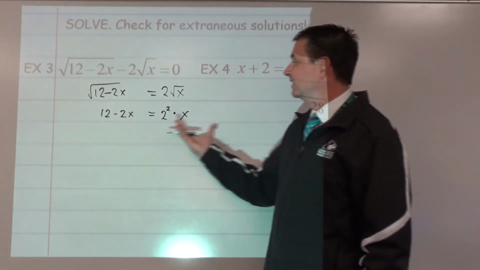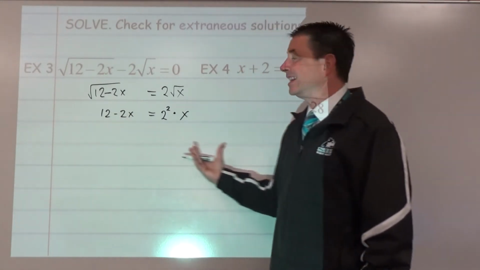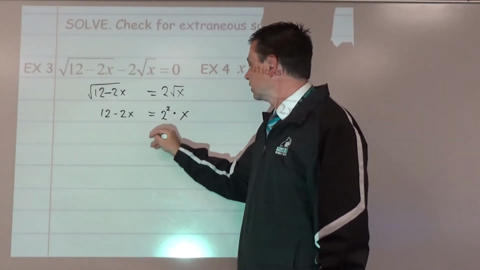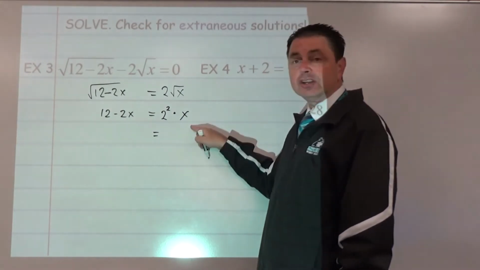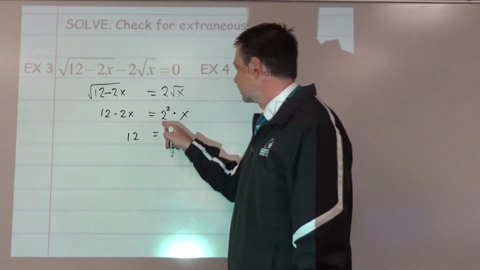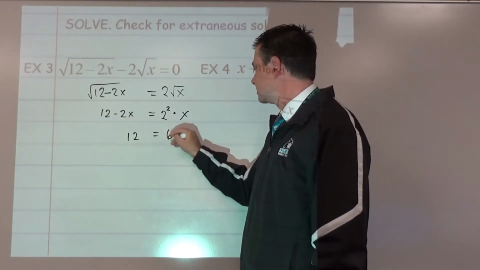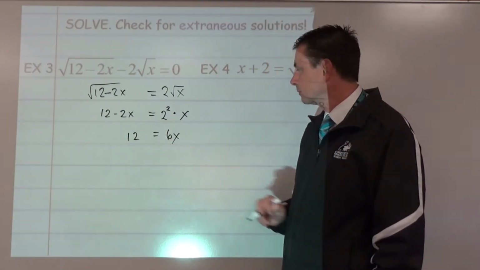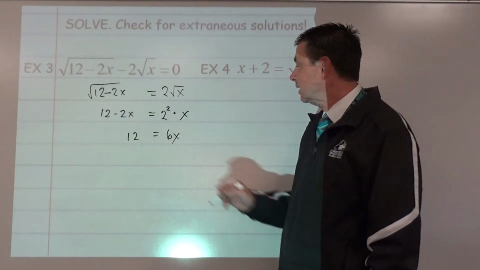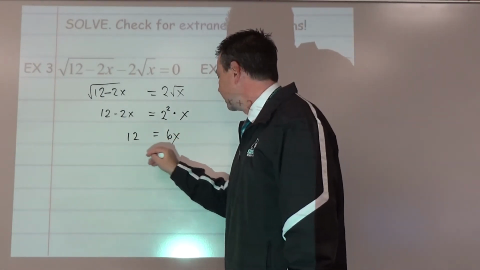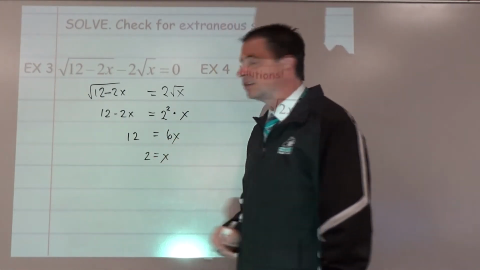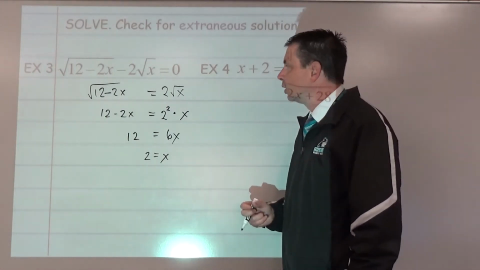So now it's linear. I want to get it equal to 0. Probably a good idea to just add 2x to both sides. Remember that 4x plus 2x makes 6x. If I divide both sides by 6, I'm going to get 2 equals x, or x equals 2 if you want to write it that way.